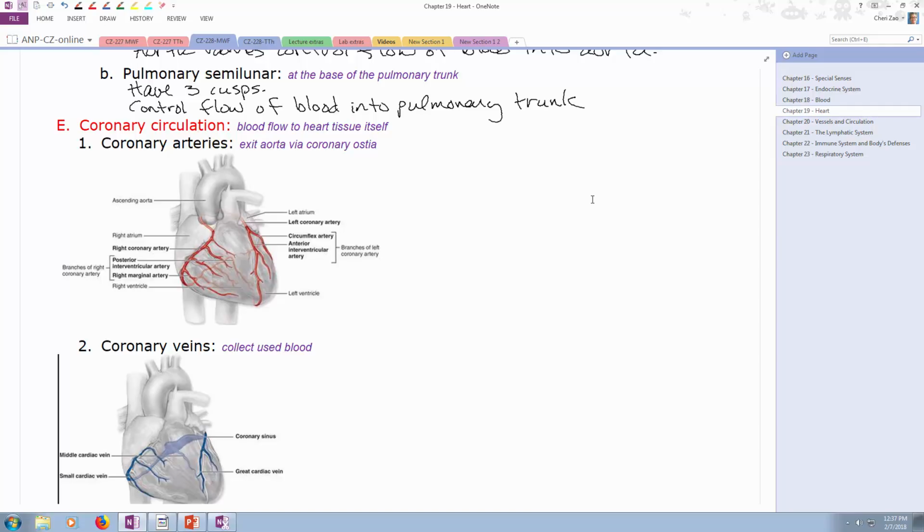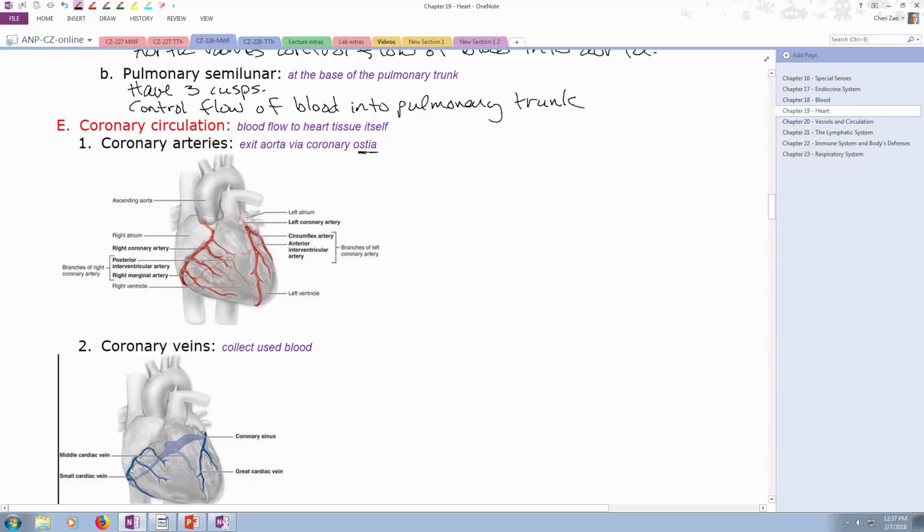Take a look at your coronary arteries. This is actually a really good picture. It's much better than our previous text as far as the picture of our coronary arteries. Our notes say they exit the aorta via coronary ostia. So ostia is a little hole. Those, again, are located inside 2 of the 3 semilunar valves, and so you have to realize you have to look inside the semilunars to actually find these.